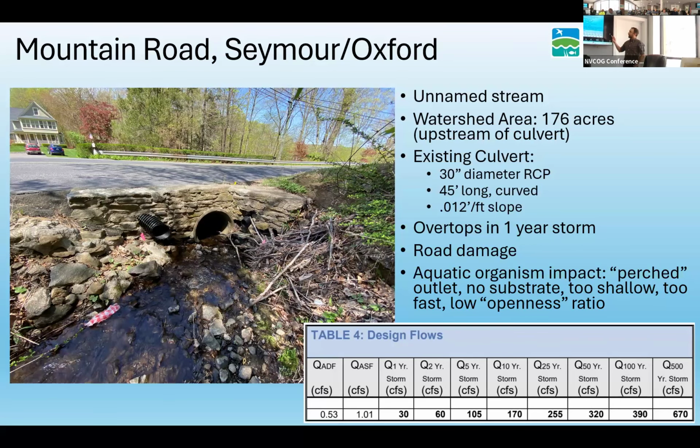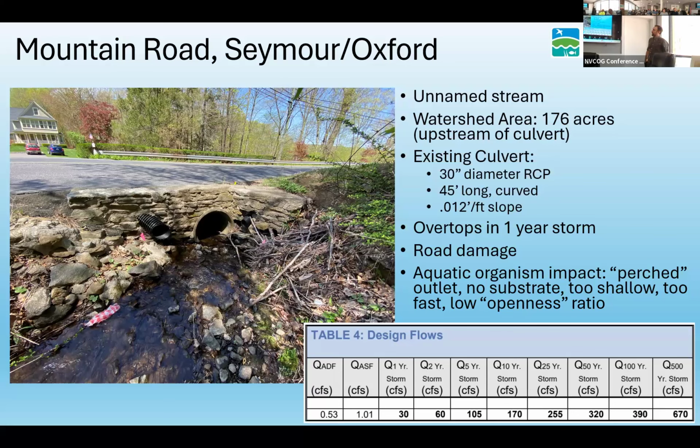So this is an unnamed stream on Mountain Road on the Seymour Oxford line. It's an existing culvert that's about 30 inches, reinforced concrete pipe, 45 feet long, curved under the road there. This overtops in the 1-year storm. It's very easily clogged. I think this metric is if it's not clogged. So this thing is overtopping pretty frequently and getting a lot of damage to the road from that overtopping.